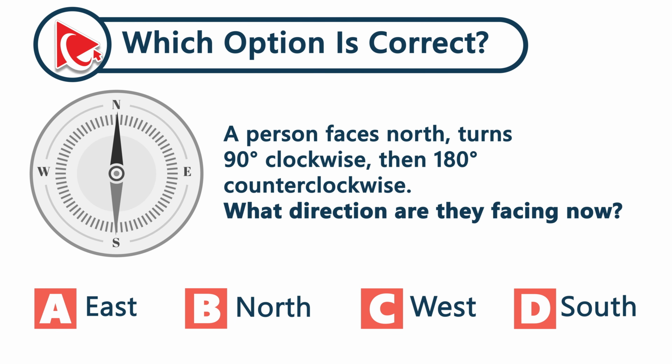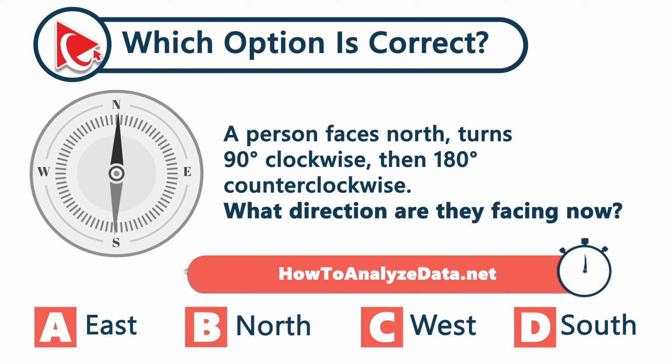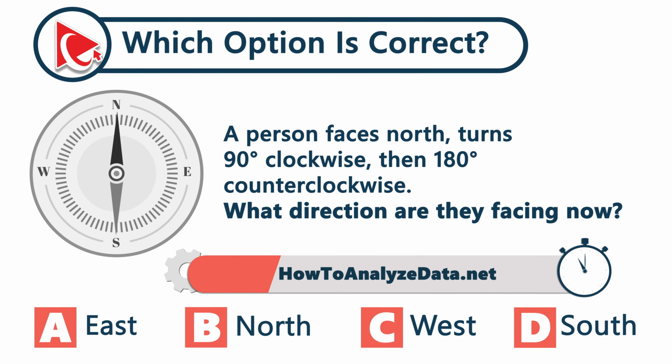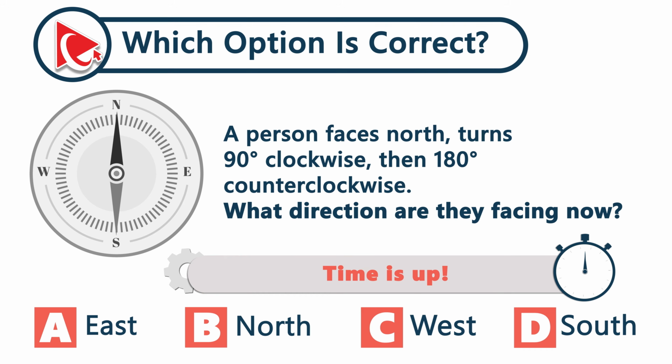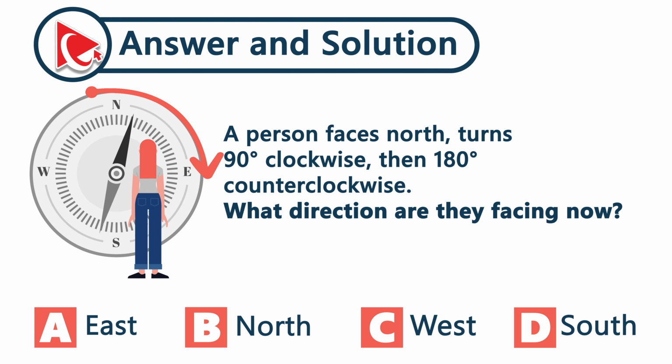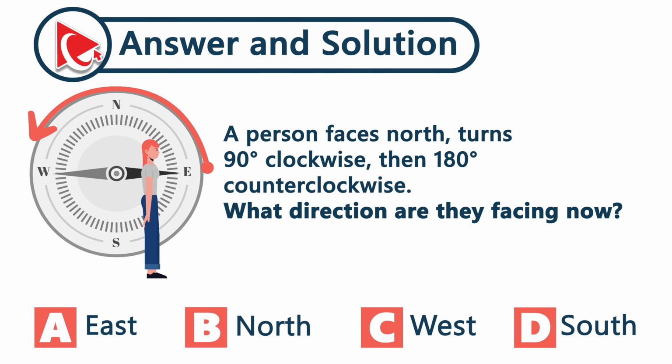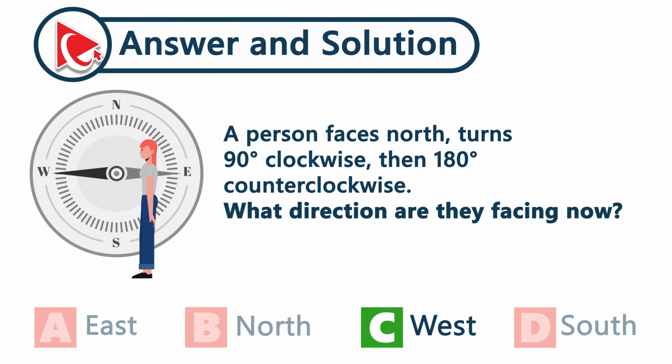A person starts by facing north. They turn 90 degrees clockwise, then make a 180-degree turn in the opposite direction, counterclockwise. Which direction are they facing now? A 90-degree clockwise turn takes the person to east, then a 180-degree counterclockwise turn from east: 90 degrees to north, 180 degrees to west. And the correct answer here is choice C, west.